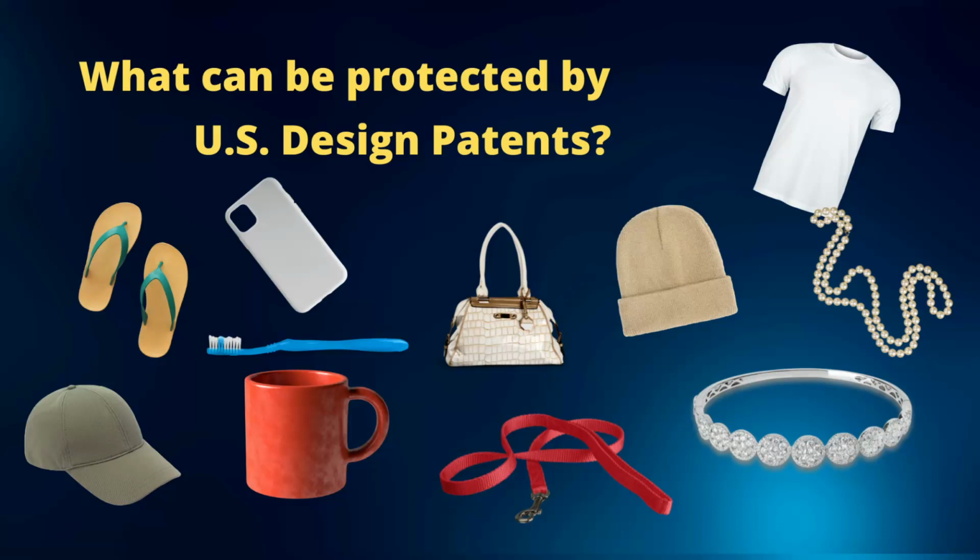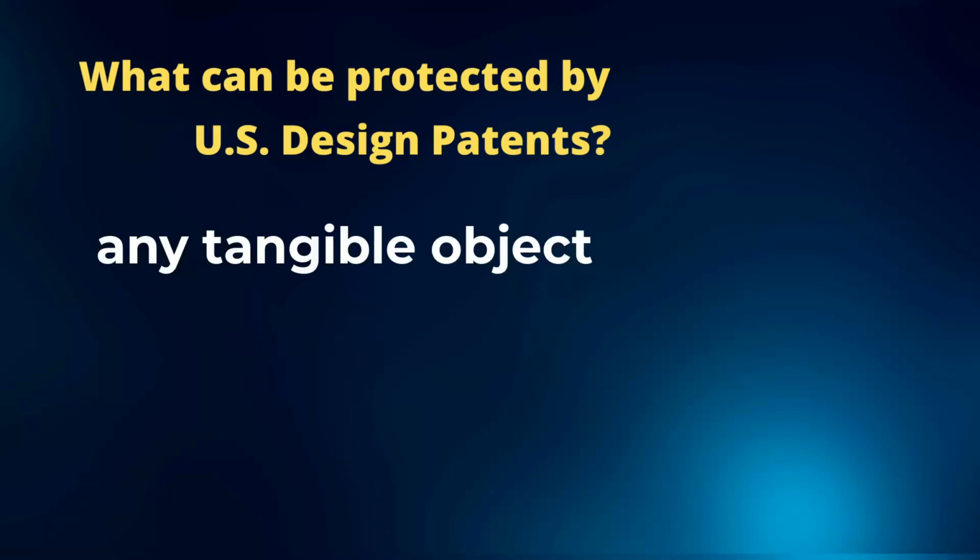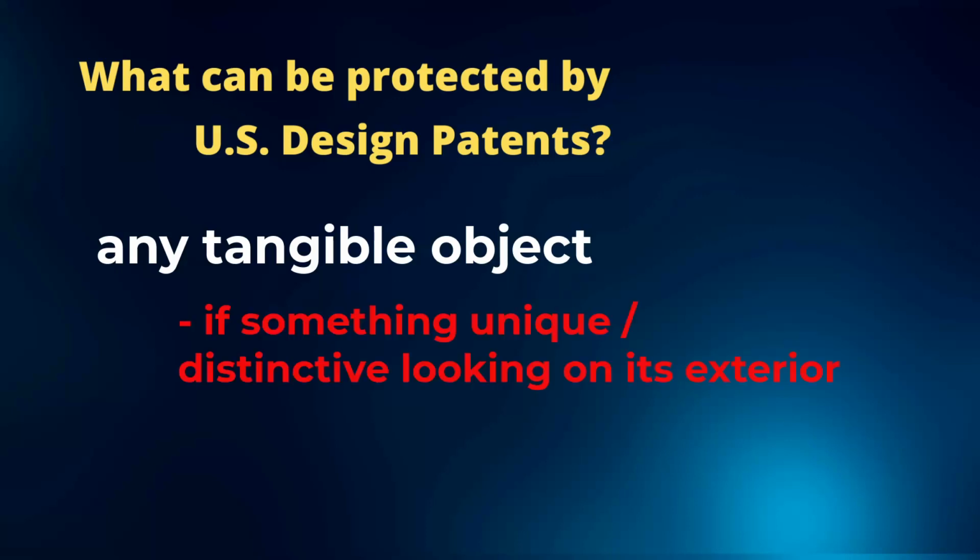In general, any ornamental design that is both novel and non-obvious can be protected by a U.S. design patent. Novelty and non-obviousness are legal patentability requirements that have legal meanings above and beyond their basic ordinary meanings. In general, any tangible real-world object could have at least some aspect of its exterior look protected by a U.S. design patent if there is at least something unique and/or something distinctive about that exterior look, and if its patent application is timely prepared and filed.